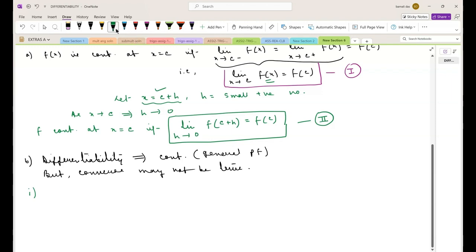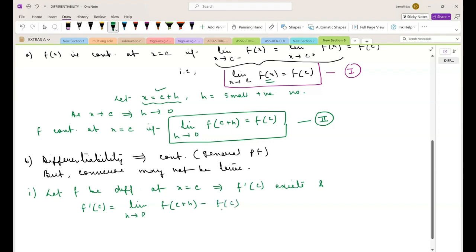So, let f be differentiable at x equal to c. I'll try to do it a little faster now. So that is, f dash c exists. I told you if it's differentiable, that is, the derivative exists. So f dash c exists, and we also know that this derivative is given, according to the first principle formula, by the limit as h tends to 0 of f(c plus h) minus f(c) by h.